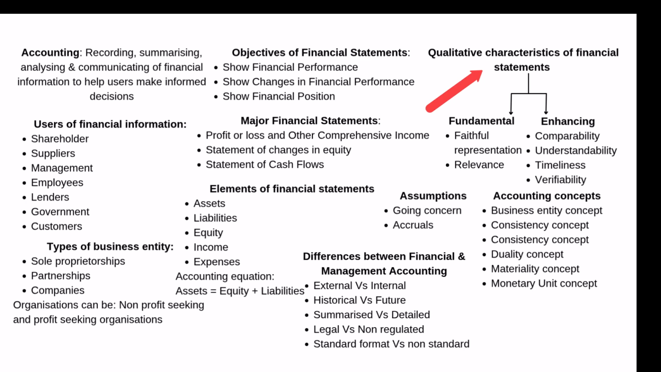The fundamental qualitative characteristics include faithful representation and relevance. This means that when you present financial information, it has to be presented in a faithful manner. It has to show a true and fair view of what's happening in the business. Then it also has to be relevant. You don't provide information that is irrelevant, and that is why we talked about materiality. Further, the financial information has to be comparable from year to year for the same company, and from company to company in the same industry.